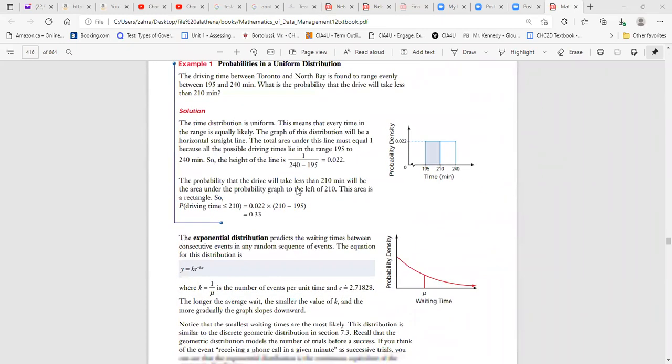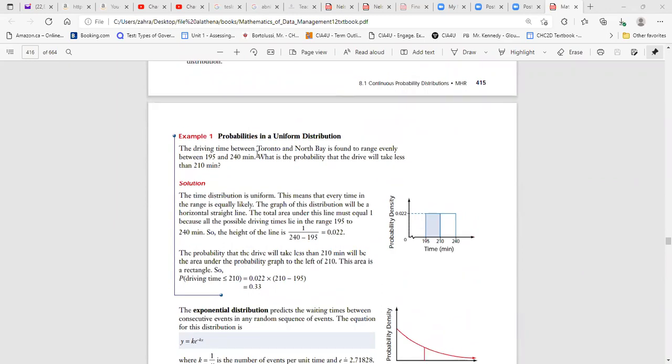Looking at this question: the driving time between Toronto and North Bay is found to range evenly between 195 to 240 minutes. What's the probability that the drive will take less than 210 minutes? If you draw this, it's going to be a uniform distribution, right? So the height is going to stay the same. The uniform is always the same.